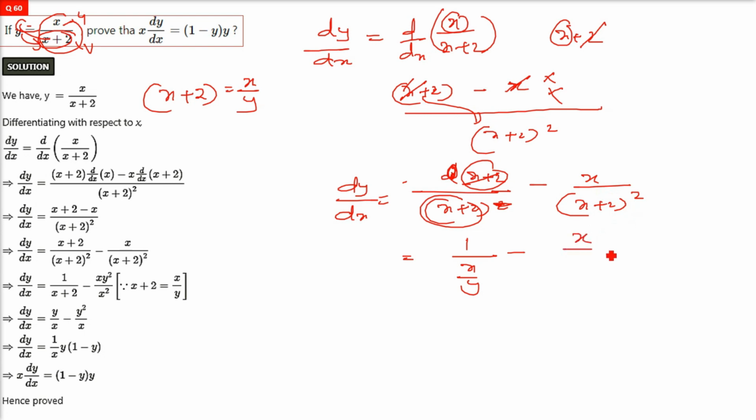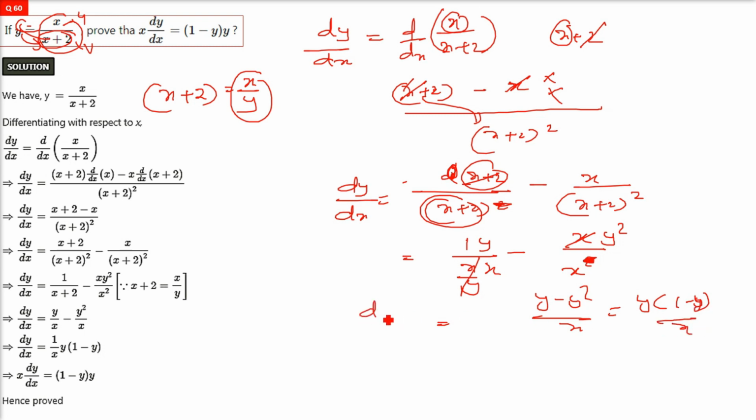Here again same thing, x by x plus 2 whole square. What is x plus 2? Which is x by y. So it will be x square by y square. This goes up. So this is y by x minus, x gets cancelled, y by x minus y square by x. Now you have the denominator as same, so you can just have one denominator, y minus y square by x. You can take y common, y into 1 minus y divided by x. And this is dy by dx. This x you can take on the left hand side, so x into dy by dx is going to be y into 1 minus y. This is your final answer.